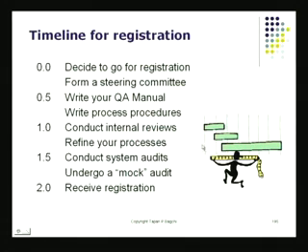There's a plan for it. There's a formal plan already. You decide to go for registration. You write your QA manual. You have internal reviews to make sure you're doing what you wrote down, and you wrote down what you really ought to be doing. Then, of course, you do a systems audit. You do a mock audit internally. Then you go out and get the registration audit done, and you get your registration.